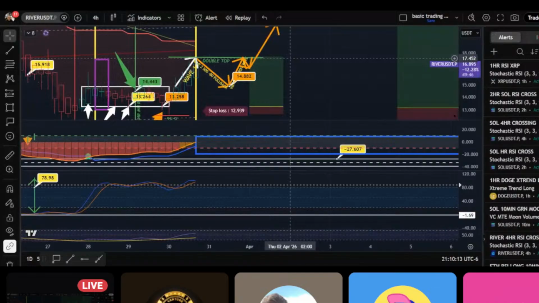So we're going to look for the 4 hour moon, then we're going to look for the 1 hour moon entry. We're going to then enter on the lowest part of the cluster or the consolidation, and then we're going to see how much it goes up. And then from there, as we repeat that over the next 4 weeks, we'll understand River.